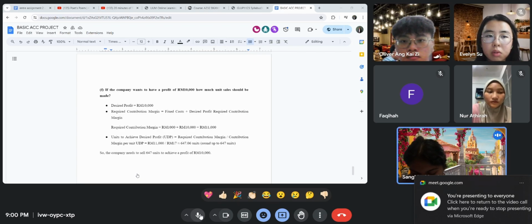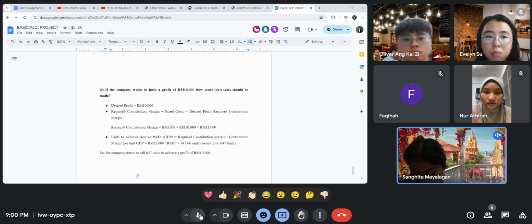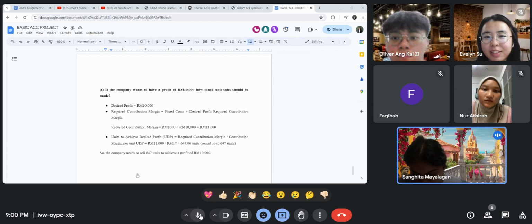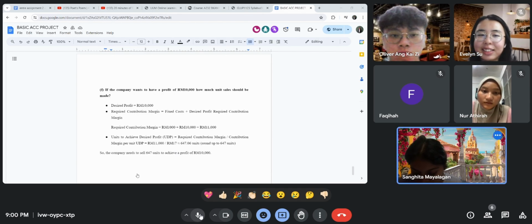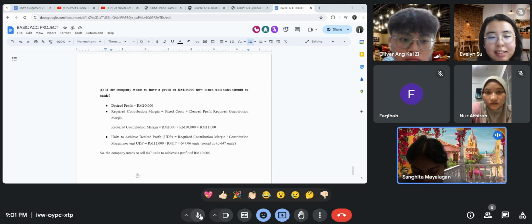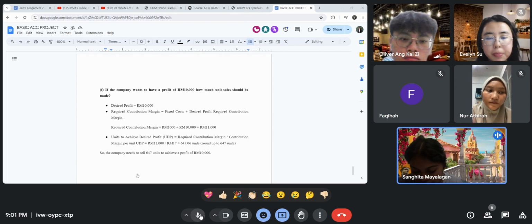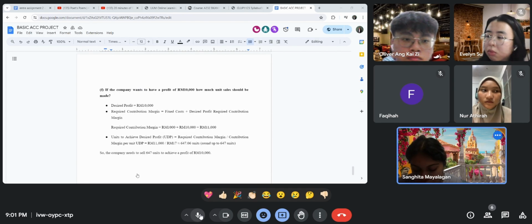First, we need to calculate the required contribution margin, which is the sum of our fixed cost and the desired profit. In our case, the fixed costs are RM1000 and the desired profit is RM10000. The required contribution margin is 11,000. Next, we determine the number of units needed to achieve the contribution margin. We do this by dividing the required contribution margin by the contribution margin per unit. Our contribution margin per unit is RM17. So RM11,000 divided by RM17 equals 647.06 units. So if we round it, we need to sell 647 units to achieve a profit of RM10,000.